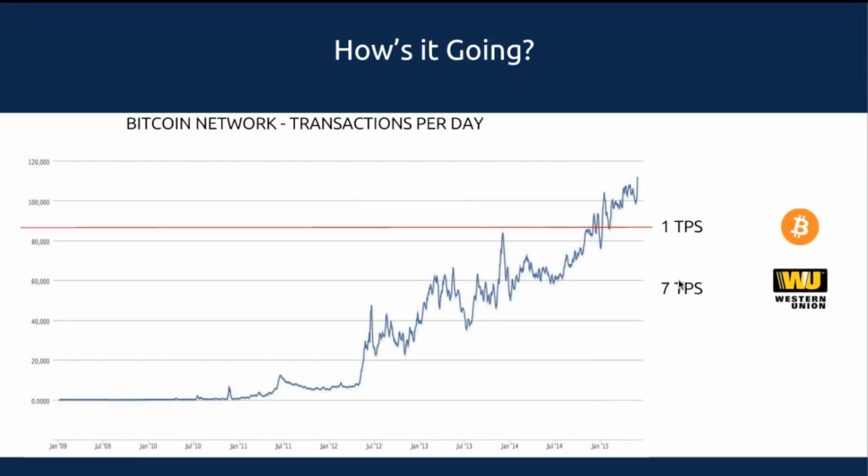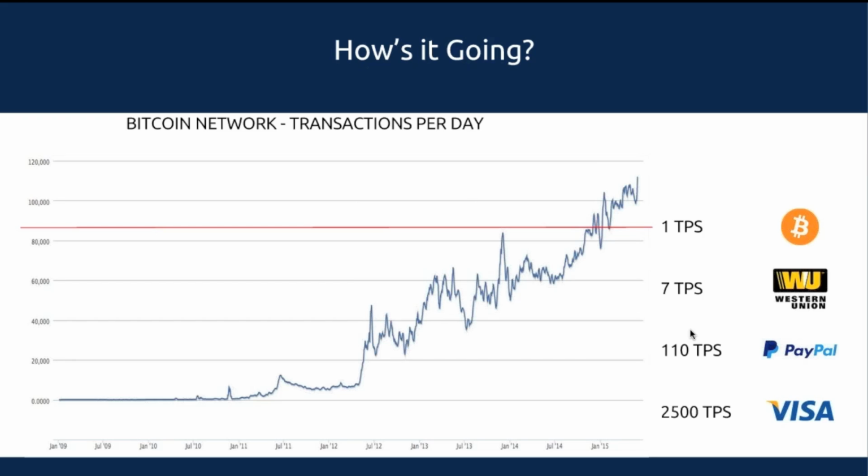Compared to, say, Western Union, which has a lot of retail stores, but they also have a website and a mobile app. They do about 7 transactions per second. So we're still doing far less than Western Union. PayPal, who we've mentioned earlier, they've got a great internet-based system. They can do 110 transactions per second. So again, they're significantly faster and have higher bandwidth than the Bitcoin network.